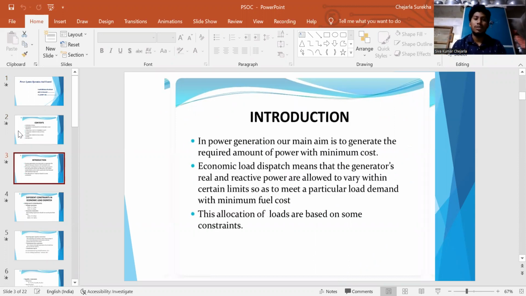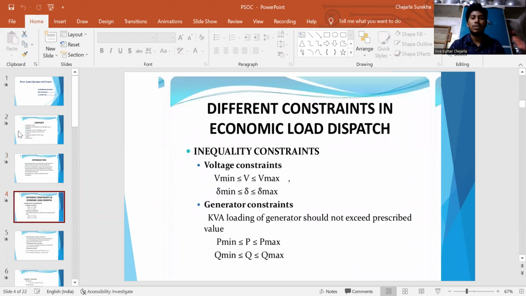The main introduction is power generation. Our main aim is to generate the required amount of power at the minimum cost. Economic load dispatch means that the real and reactive power of generators are allowed to vary within certain limits so as to meet the particular load demand with minimum fuel cost. The allocation of the loads is based on different constraints in economic load dispatch.